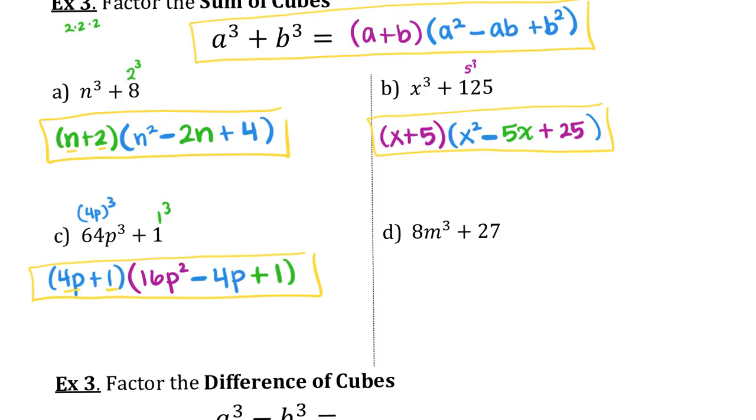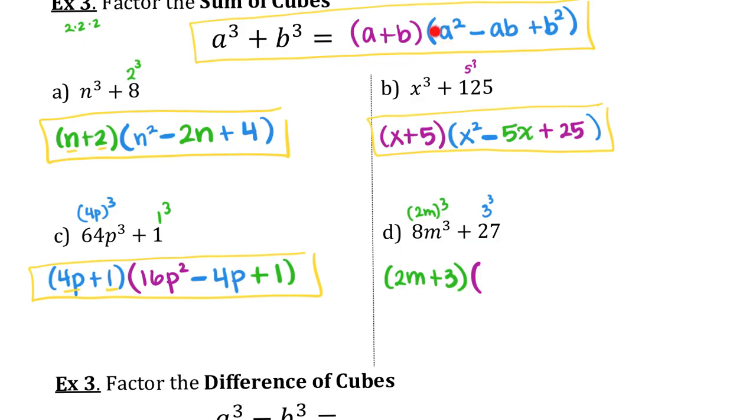Okay, it looks like something cubed plus something, so I'm hoping it's something I can cube. We already did 8. 8 was 2 cubed, so this is 2m cubed. What do I cube to get 27? That's 3, because 3 times 3 is 9, times 3 is 27. So my first parenthesis is going to be 2m plus 3. Okay, figure out the next thing.